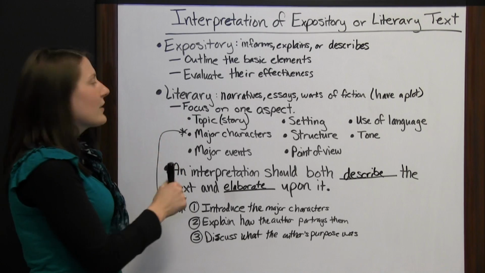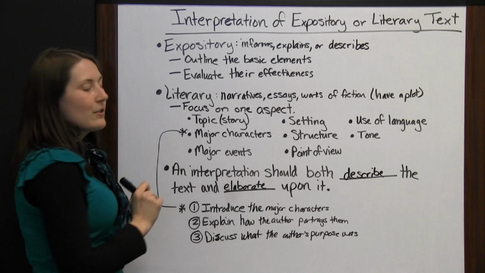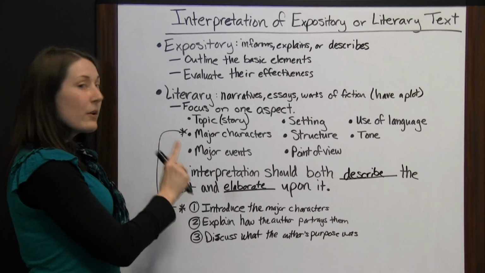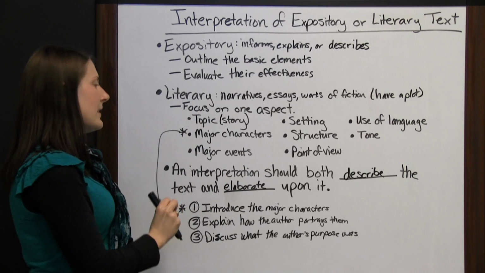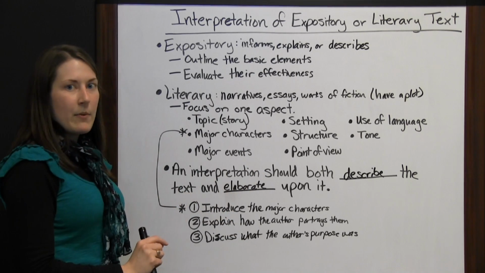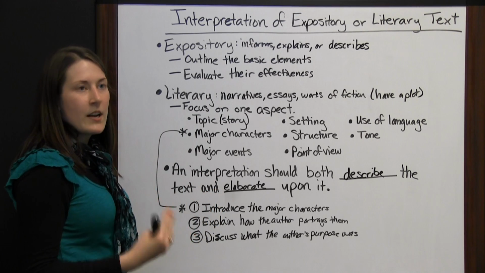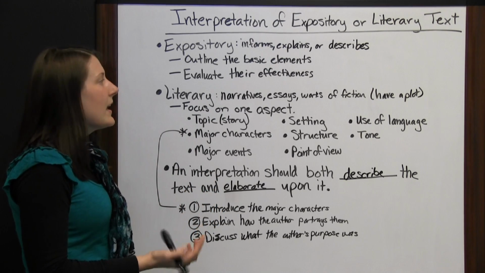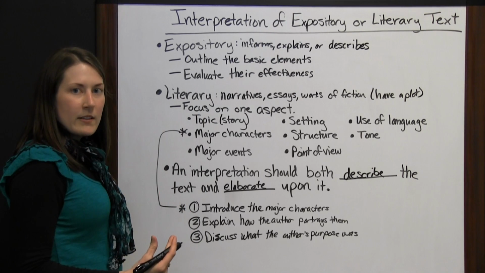With literary works, you want to focus on one aspect. Out of all the different things you could focus on in a literary text, pick one, just one, and then describe that one from the text, what the author actually said, and elaborate upon it. Go through and give your opinion on it, what you think the author meant. And the thing is, it's an interpretation. Everyone's is going to be a little different.